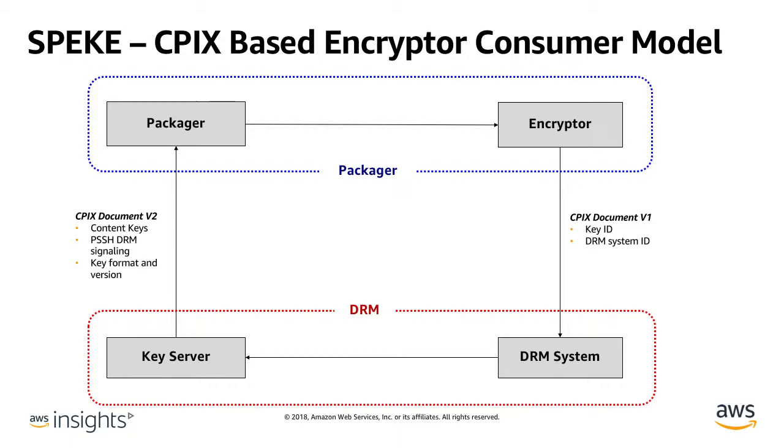Right. Yeah, so it sends the SPEKE document, and in the SPEKE document, it mentions the key ID, the identifier for the key, and the DRM system required for this particular encryption. So this request payload is then sent to the DRM system. The DRM system gets that request, and now it knows what exactly the key ID is, and it knows what DRM system this exchange is for.